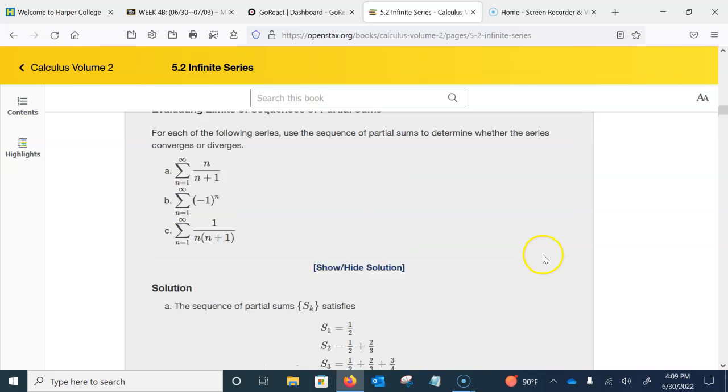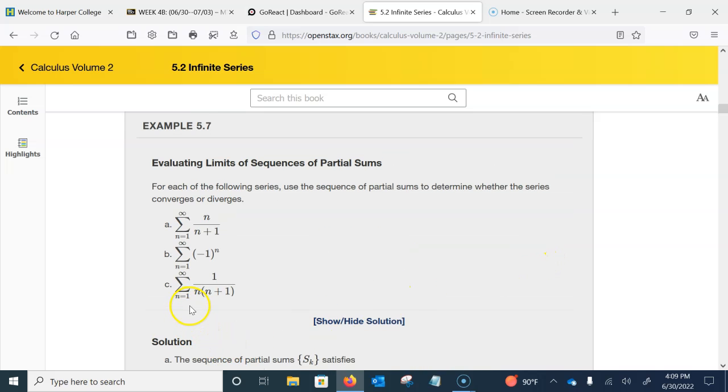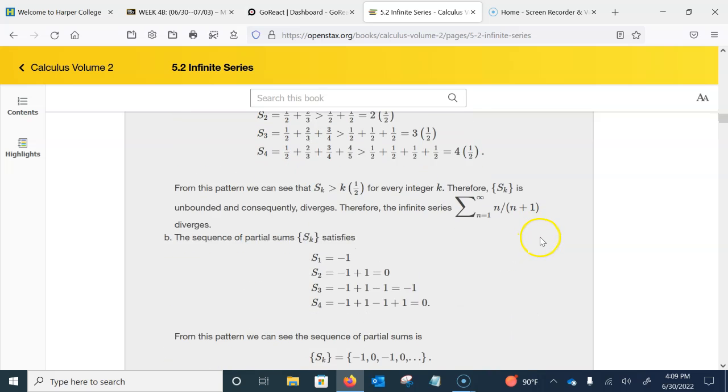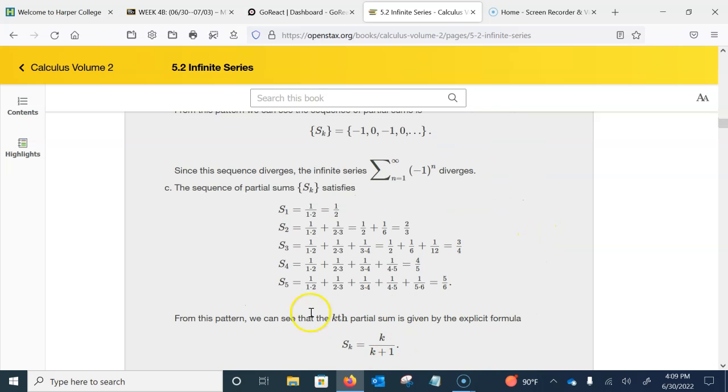Lastly, let's look at the third series. I've got the series of 1 over n times n plus 1. So the terms that we're adding repeatedly all have the form 1 over n times n plus 1. So let's go ahead and dig into the partial sums. All right. The first sum is just going to be the first term. 1 over n, which is 1, times n plus 1 would be 2. So it's 1/2.